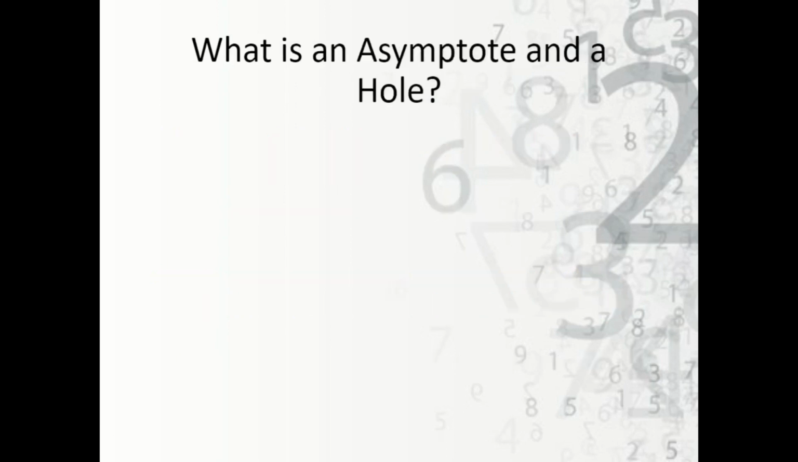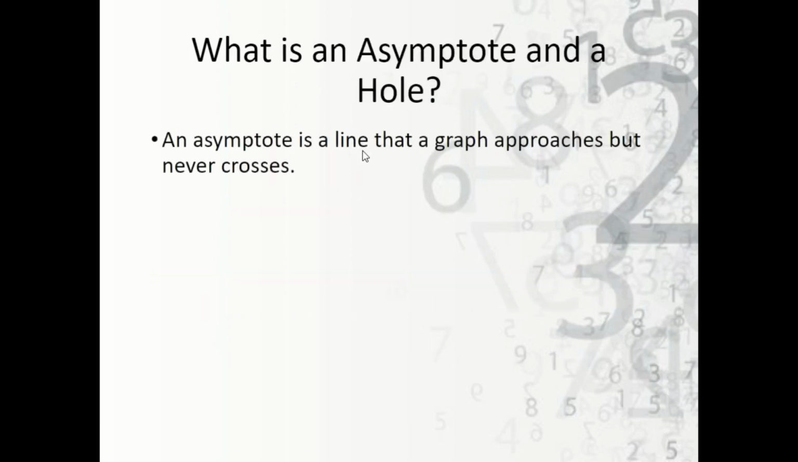Now, what is an asymptote and a hole? An asymptote is a line that the graph approaches but never crosses. So an example of this would be 1 over x minus 1. And we can say that it has an asymptote at x equals 1. Because anytime the denominator equals 0, that's a spot where it would be undefined, because now we're dividing by 0. And remember from closure, anytime we divide by 0, we have an undefined value. So it's undefined at this point, so we create an asymptote there.